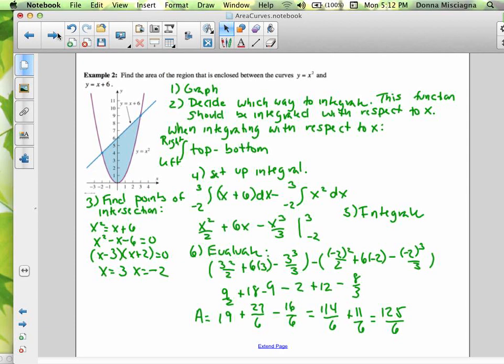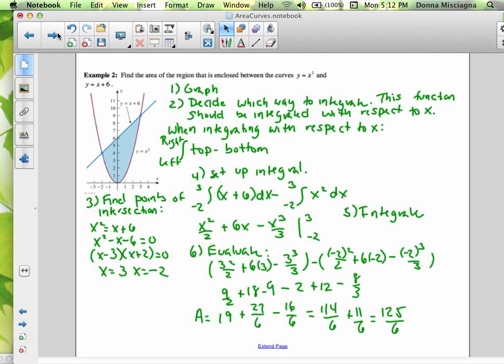All right, so our upper is the line, so x plus 6 dx minus the parabola x squared, and we'll integrate. And that's a simple integration. So x squared divided by 2 plus 6x, and then minus x cubed divided by 3, and we're going to evaluate that from 3 to -2. So we set up our integral, we integrated, and now we evaluate. So that's our 6 steps.